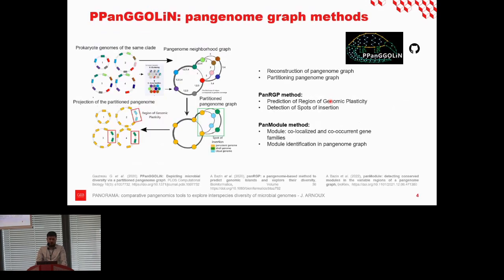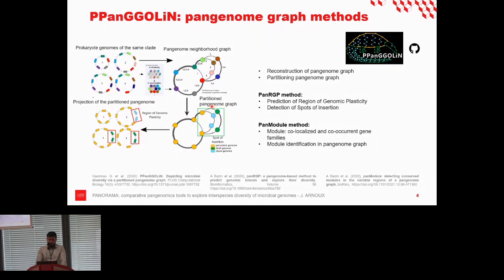That's why in the LabGem team, they developed the Pangolin software to reconstruct and partition a pangenome graph. To do it, we have multiple genomes, and we cluster the genes into gene families, and we link them in our pangenome graph with the neighborhood relation. And after, with a statistical method such as the NEM algorithm, we can partition the gene families into persistent, shell, or cloud.